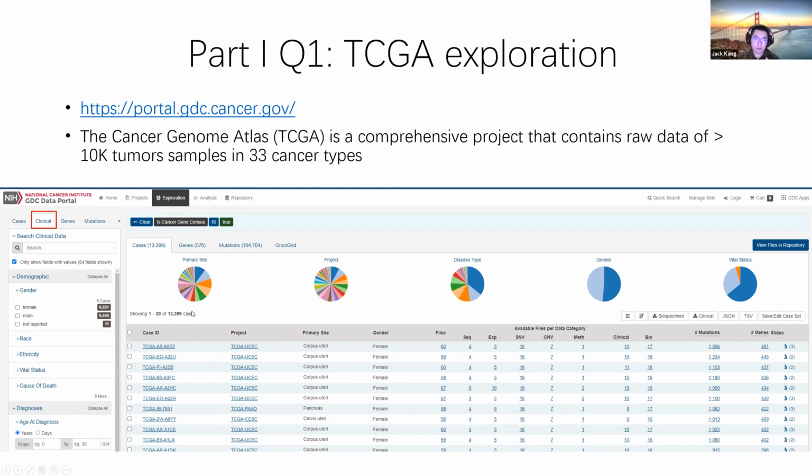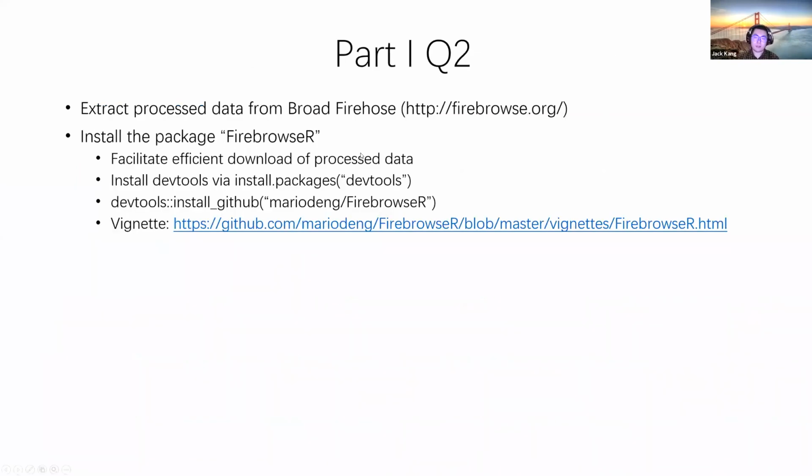Next is the Broad file host. You need to first install the relevant package, file browser. It facilitates efficient download of processed TCGA data. You need to use devtools, but if you haven't installed that yet, you should first use install.packages devtools and then install from GitHub. This is the vignette for file browser, and feel free to explore it.